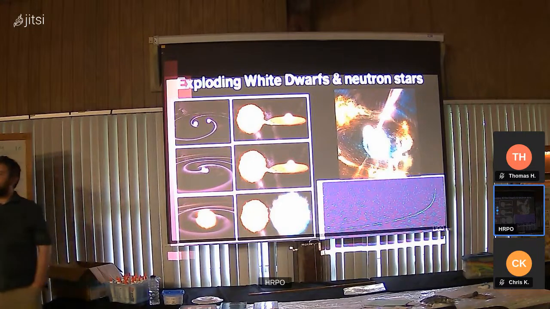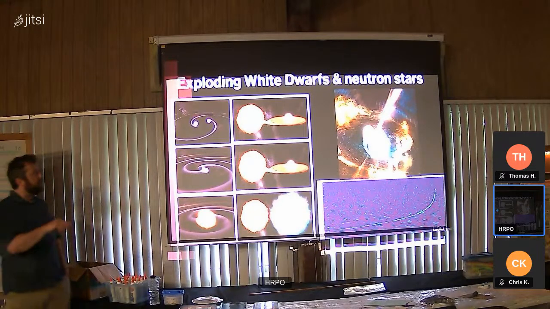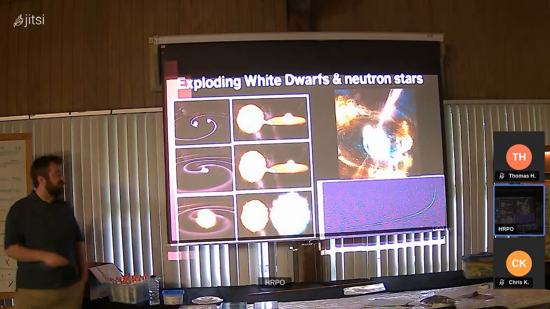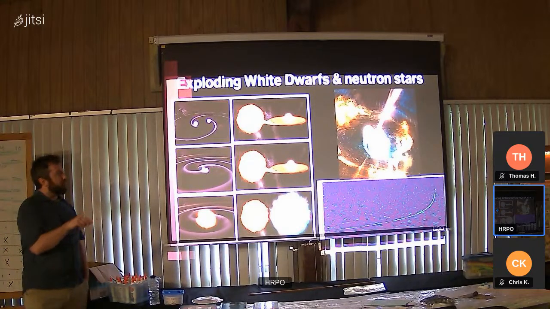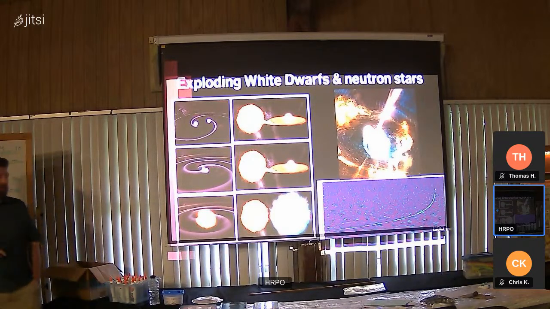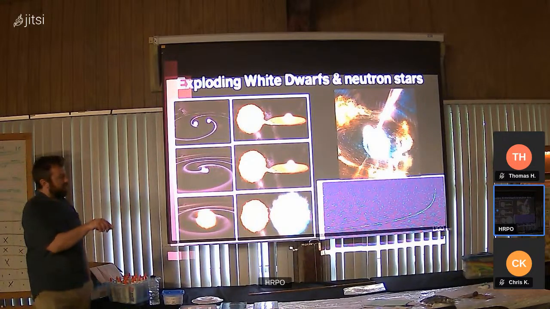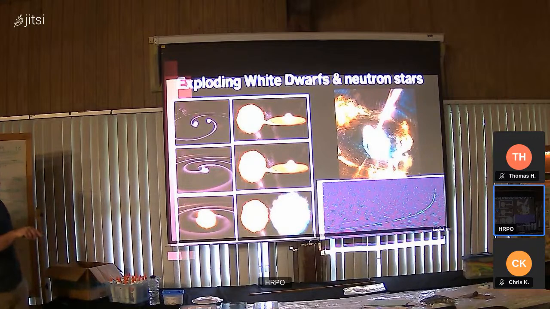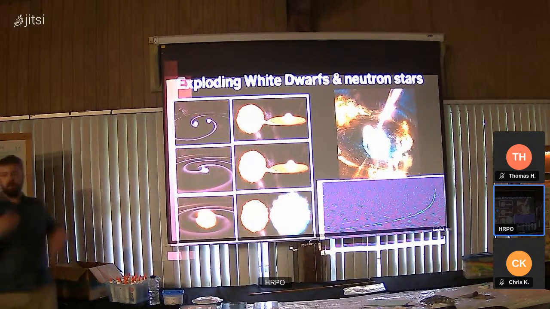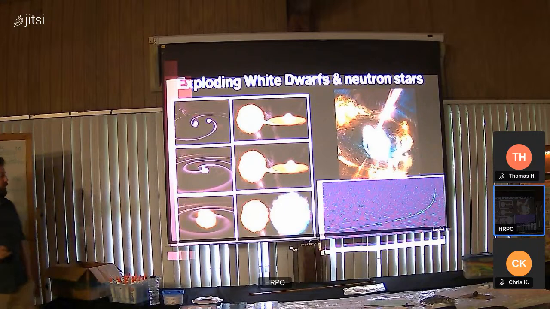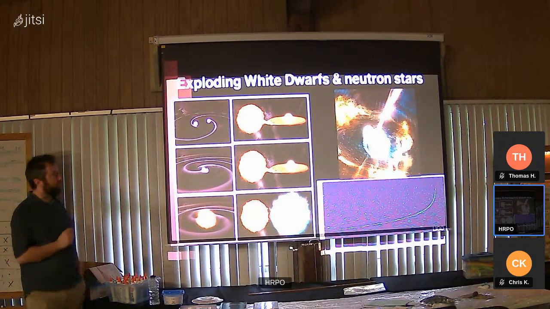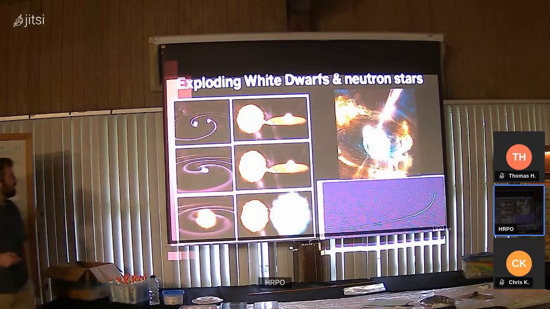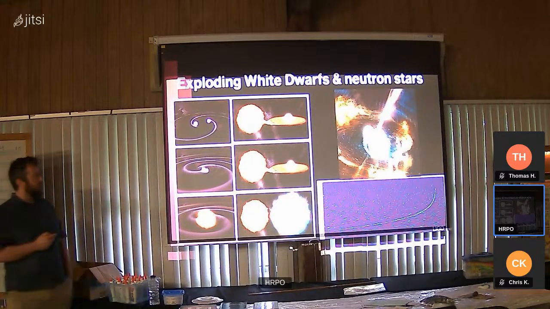A similar process happens with binary neutron stars, which are just the remnants of more massive stars. And this was, of course, observed with LIGO recently. So this is a LIGO gravitational wave event for a neutron star. It takes quite a long time because it's a smaller system than the black holes that we talked about as well. So yeah, these are how those explode.